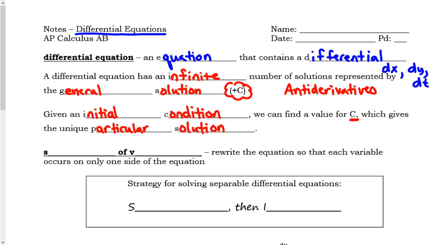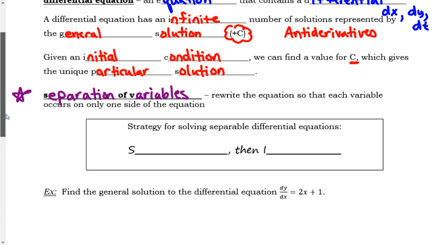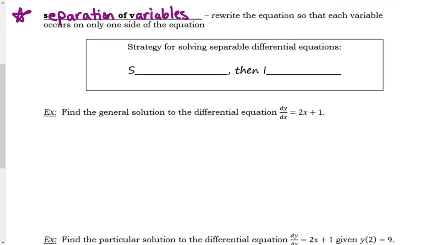So how do we go about doing this? In order to solve a differential equation, we must do this first thing here. Without doing this first thing, you can't get any sort of credit or points or anything like that. So we have to have a separation of variables. Separation of variables means we rewrite the equation so that each variable occurs on only one side of the equation. And basically, most of the time, we're going to do that by cross multiplying, but not all of the time.